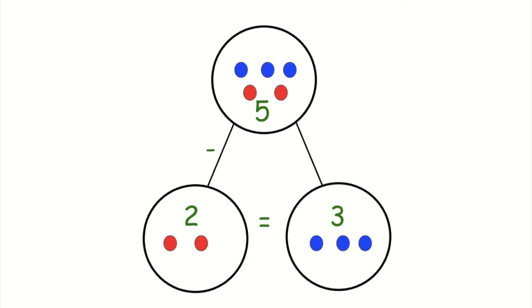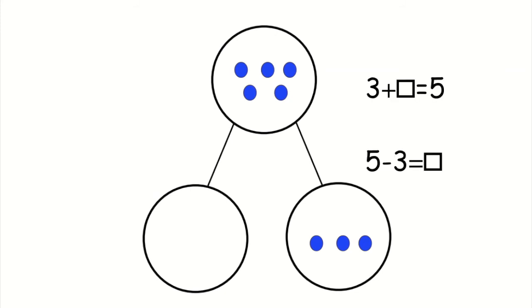They can be used to represent subtraction as well. In the same example, you could see the equation 5 minus 2 equals 3. Or from this perspective, 5 minus 3 equals 2. It's important to understand that number bonds represent both addition and subtraction at the same time. And this will help you solve number bond problems when you're asked to find the unknown.